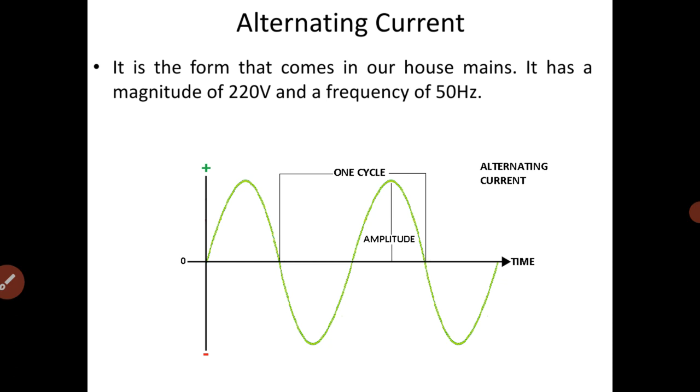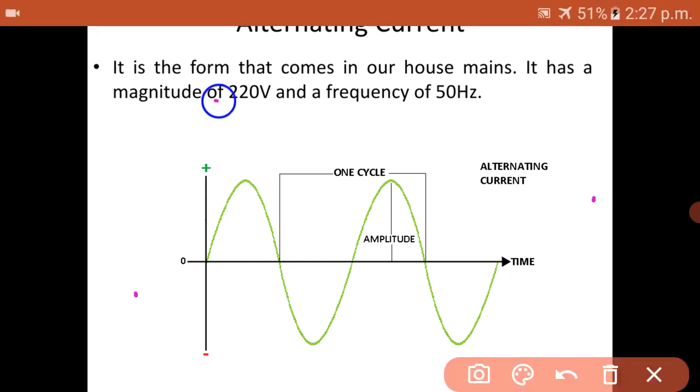Alternating current is the form that comes in our house, meaning it has a magnitude of 220 volts and a frequency of 50 hertz. जो हमारे हाउस में मेंस से जो करंट आता है उसे कहते हैं अल्टरनेटिंग करंट, और जो मेंस से आपको वोल्टेज मिलता है दैट इज़ अ 220 वोल्ट्स, इसे कहते हैं एसी वोल्टेज. दिस इज़ द एसी, दैट इज़ द अल्टरनेटिंग. और जो हमें फ्रीक्वेंसी मिलती है, फ्रीक्वेंसी इज़ द 50 हर्ट्स. ओके.